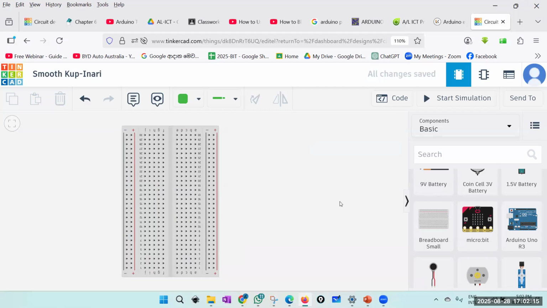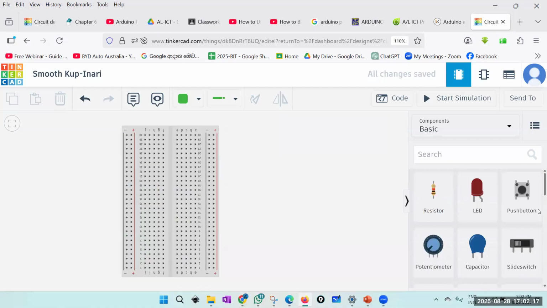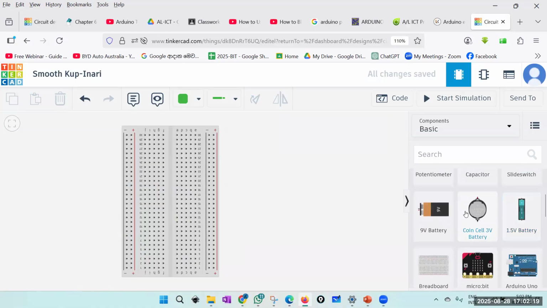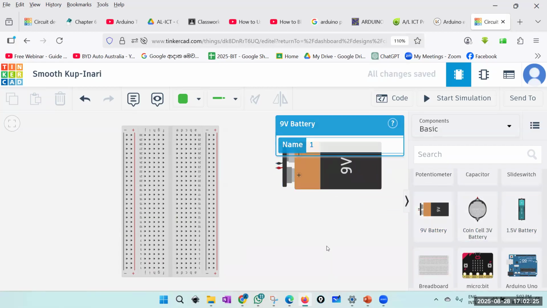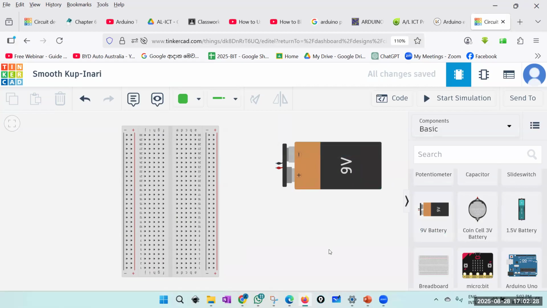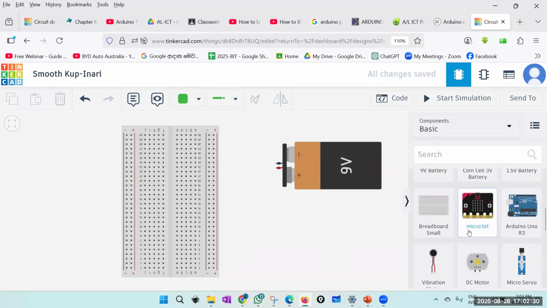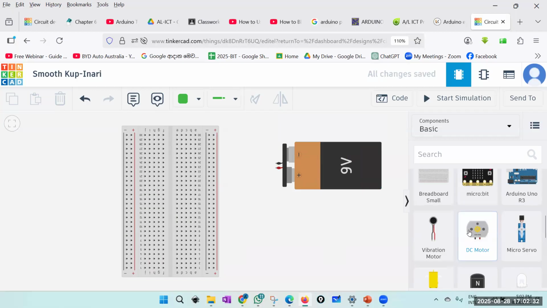That is fine. Now I will drag and drop a battery. So you can say this is a 9-volt battery. A 9-volt battery is good enough. So that is our battery. Now I need to drag and drop. Just give me 1 minute.